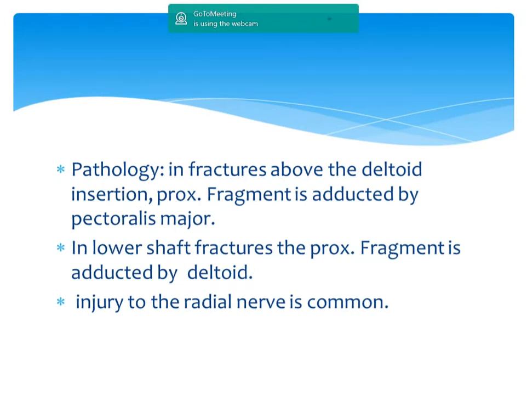In case of fracture shaft humerus, in fractures above the deltoid insertion, the proximal fragment is adducted by the pectoralis major because the deltoid loses its force. In lower shaft fractures, the proximal fragment is abducted by the deltoid, the opposite, vice versa. In these cases, the nerve commonly injured is the radial nerve.